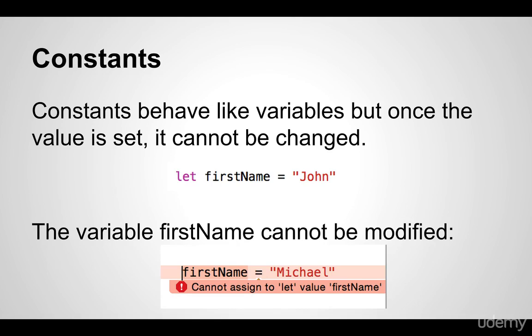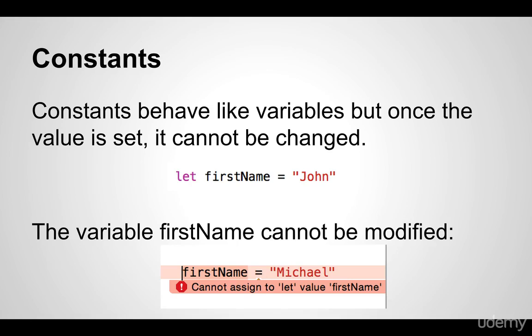Now instead of variables, there's also something else called a constant. So a constant is very much similar to a variable, but like its name infers, constant means that once the value is set, it cannot be changed. Okay? So let firstName is equal to John. So as you can see, the keyword here is let. So whenever you want a constant, you put the word let instead of var. Okay? So let firstName is equal to John.